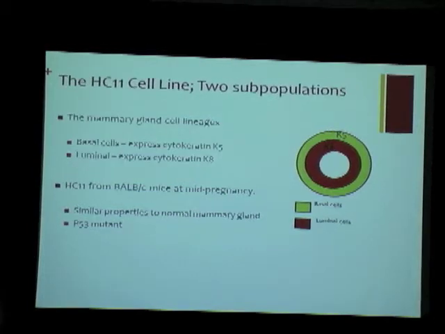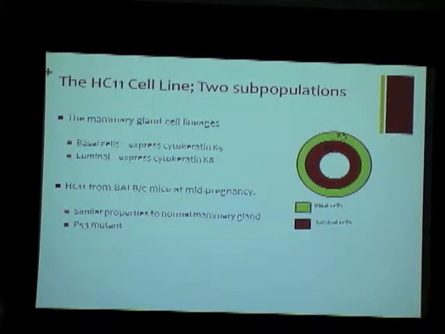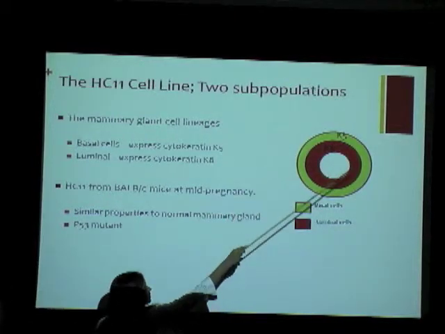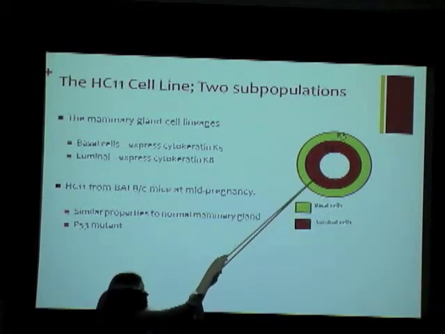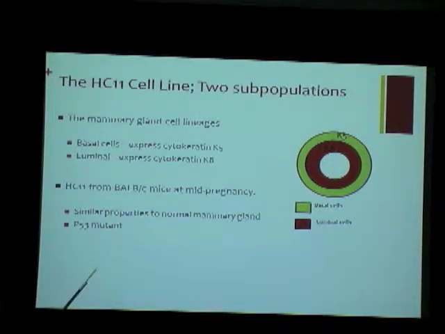It's a mammary epithelial cell line isolated from the biopsy of mice at mid-pregnancy. Normal mammary cells are arranged like that. They have an outer layer of basal cells and an inner layer of luminal cells. The basal cells express the cytokeratin K5 and the luminal cells K8. These are differentiated cells.